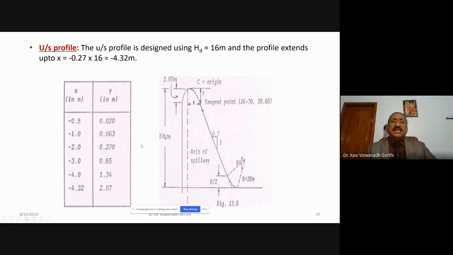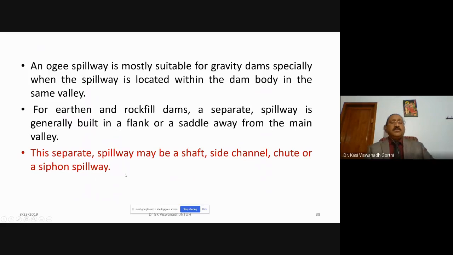To get the upstream profile from the point C, the upstream profile will extend for a distance of minus 0.27 into HD, so minus 4.32. So up to a maximum of minus 4.32, you will be able to get the values of y based on the upstream profile. An ogee spillway is the most suitable for gravity dams, especially when the spillway is located within the dam body in the same valley.